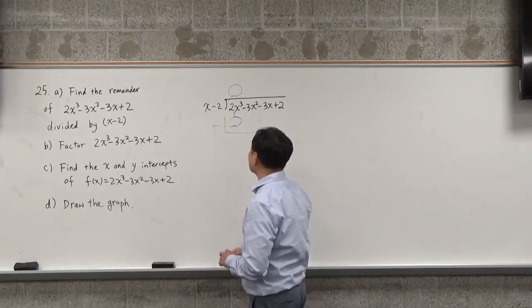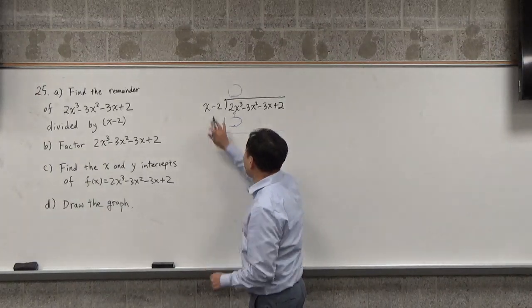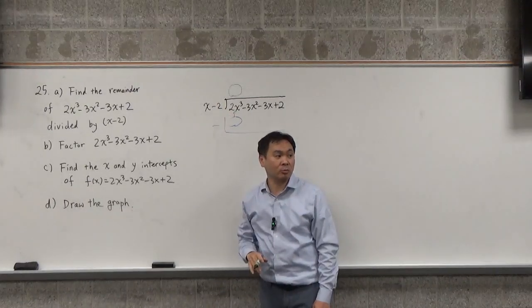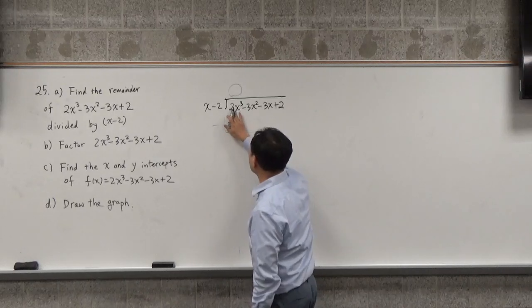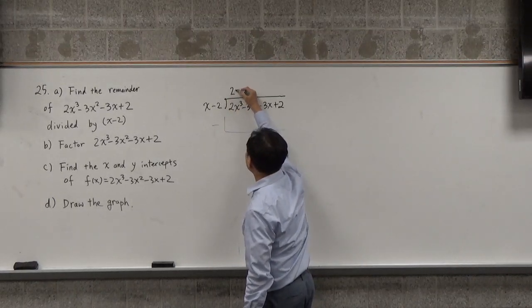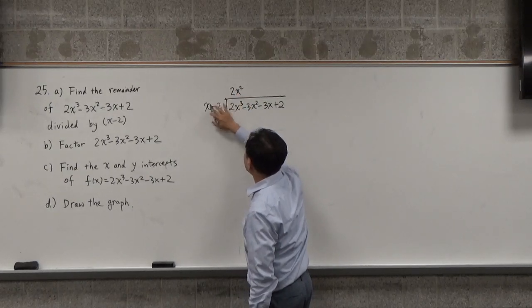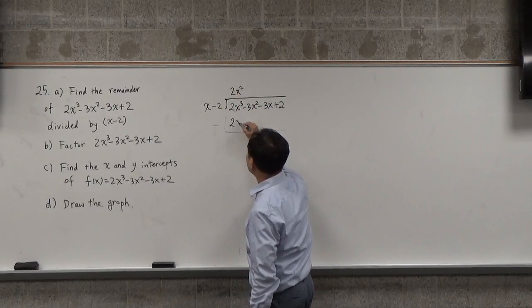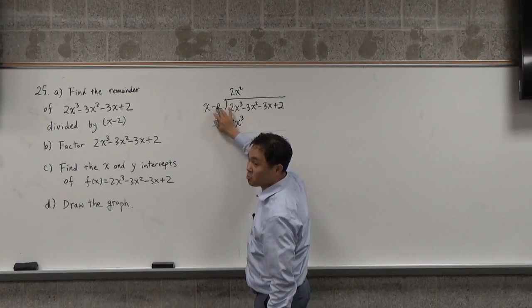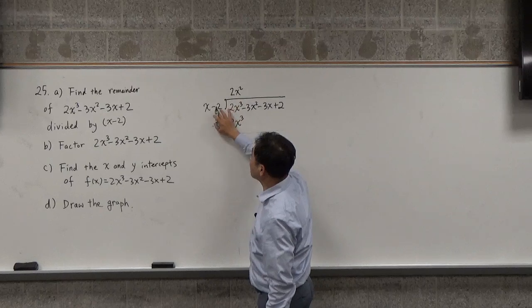Let's ask the first question. X times what gives you 2x cubed? X times what? 2x squared, yes. You multiply x by 2x squared. X times 2x squared gives you 2x cubed. But wait, then this has to be multiplied to negative 2 as well. What's 2x squared times negative 2?